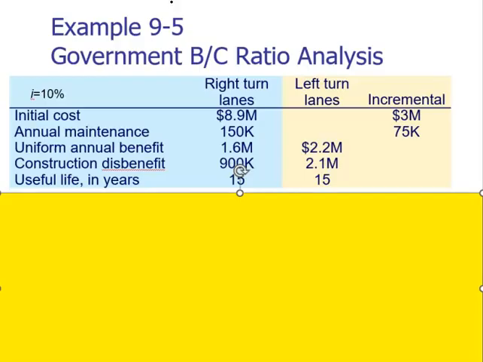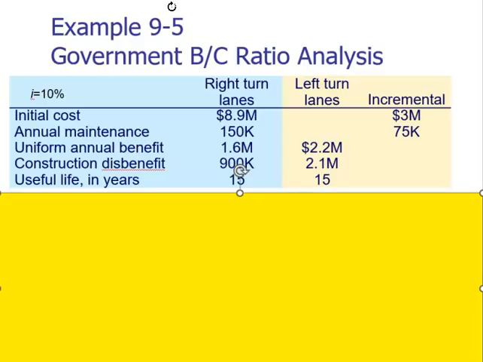Annual maintenance, absolutely a cost. Uniform annual benefit: since they are making the road, the annual benefit would be for the useful life of the project, which is 15 years. It says that there are two projects, right turn and left turn lanes. And here is the uniform annual benefit, 1.6, and the construction benefit.